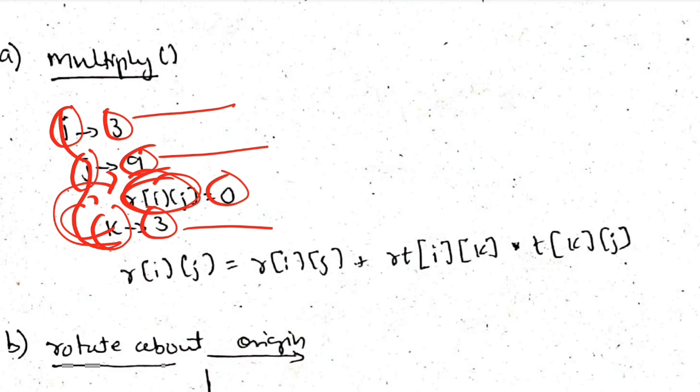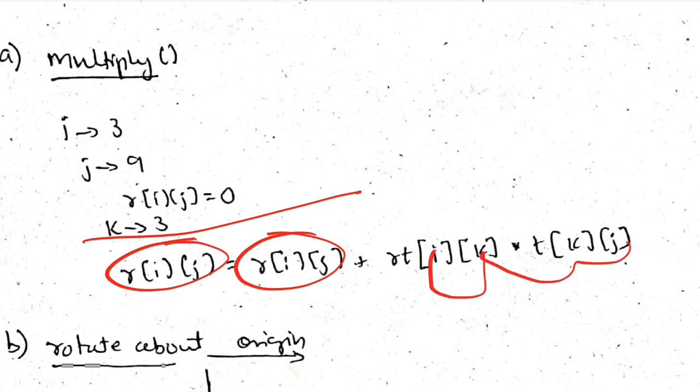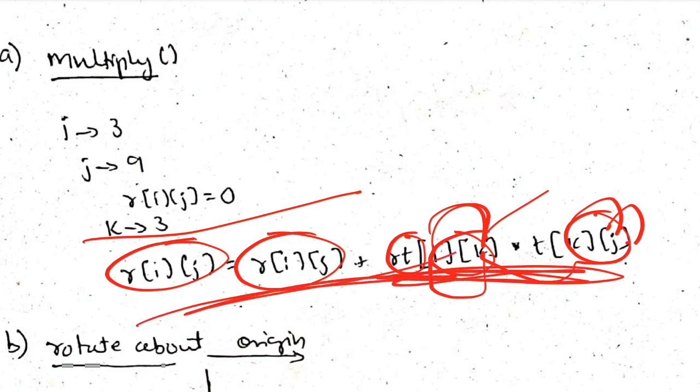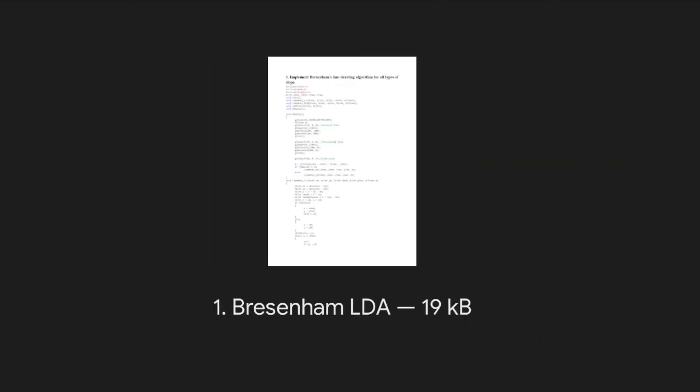Before that you write R of ij is equal to 0, and after all, at last, what you have to write is R of ij is equal to R of ij plus RT of ik into T of kj. That's all what you have to write. Okay, this is the code. If you remember this much, the code part will be very simple for you.